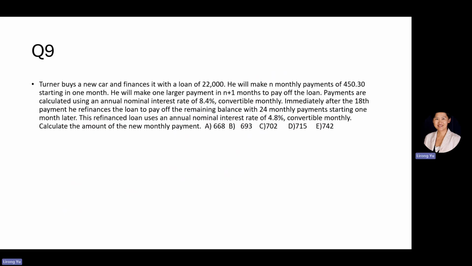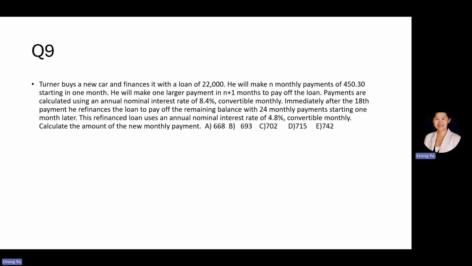Okay, immediately after the 18th payment, he refinanced the loan to pay off the remaining balance with 24 monthly payments starting 1 month later. This refinance loan uses an annual nominal interest rate of 4.8% convertible monthly. If we divide that by 6, it's gonna be 0.8. Okay. If you're using a lower interest rate, you're supposed to have a higher payment per month.